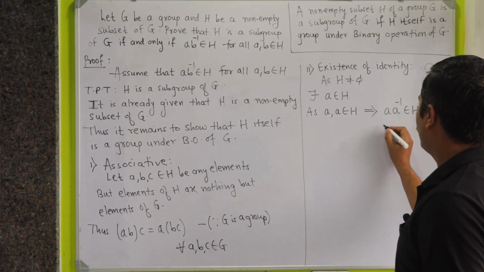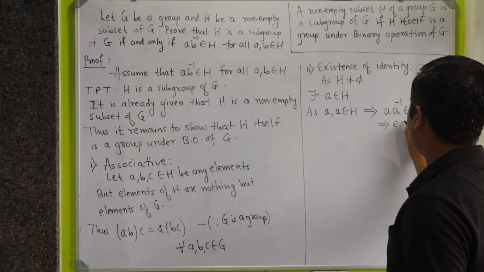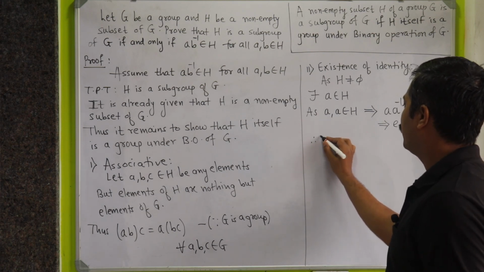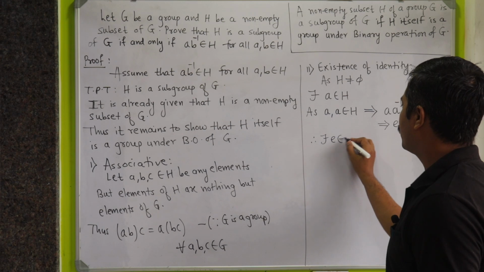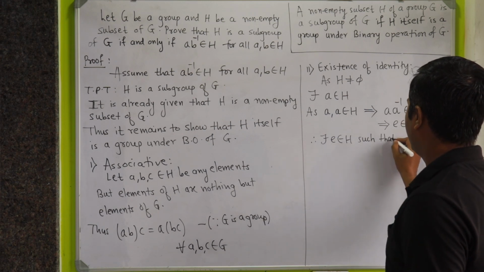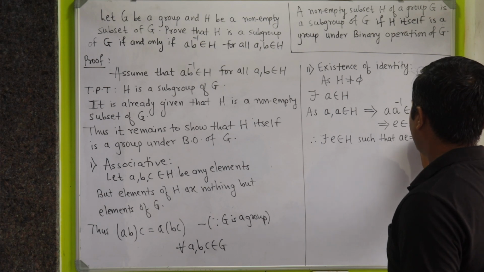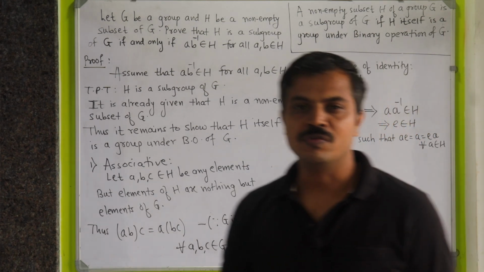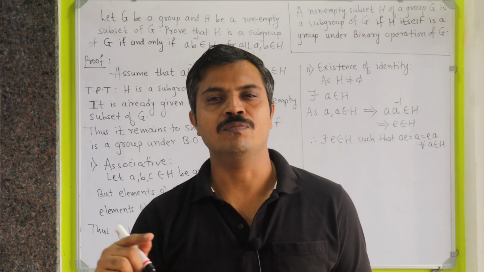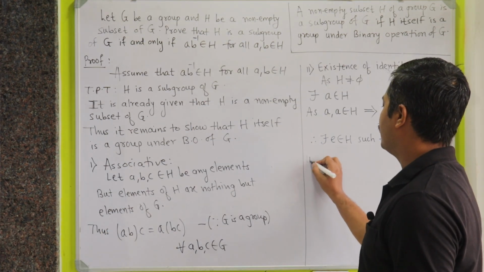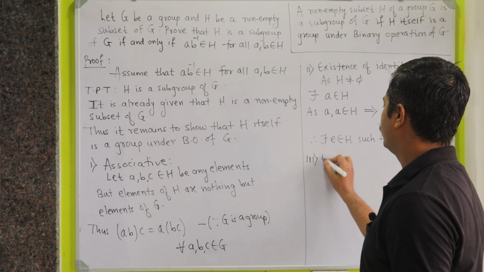But what is A into A inverse? We already know that it is the identity element. Therefore, there exists E belongs to H such that AE is equal to A, which is equal to EA for all A belongs to H, and that is what we wanted to prove. Now we will move towards the next property, that is nothing but existence of inverse.